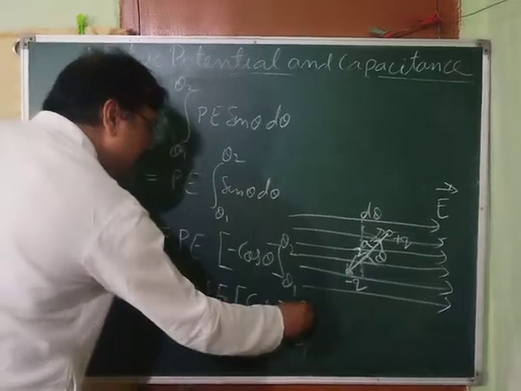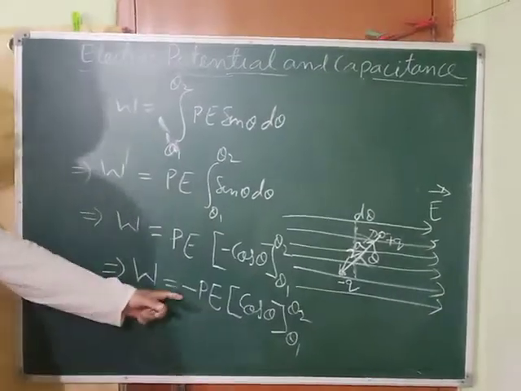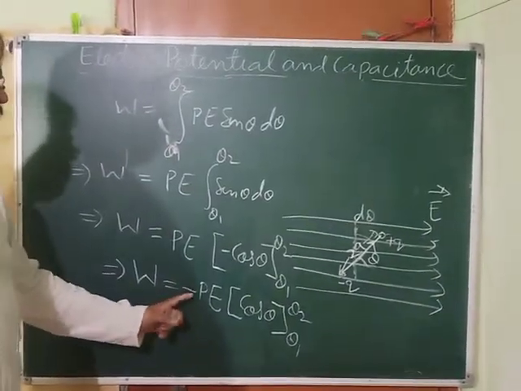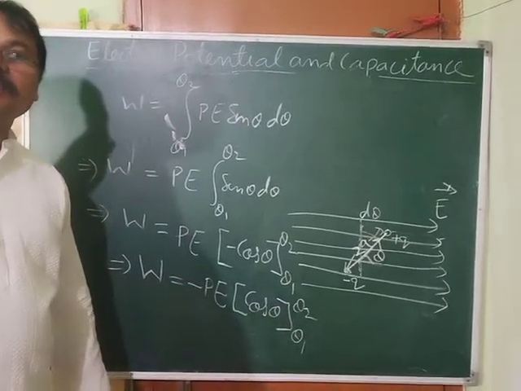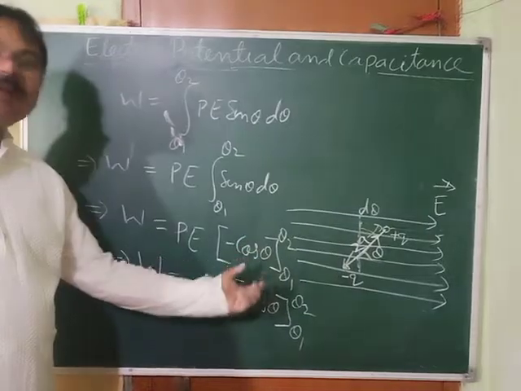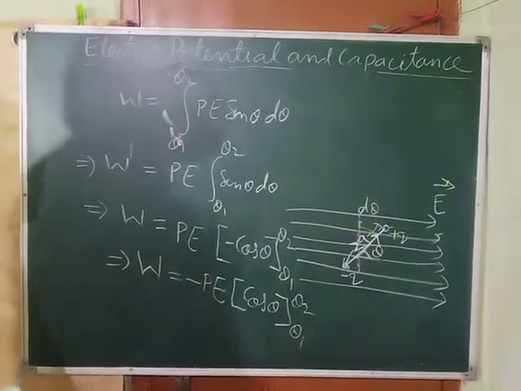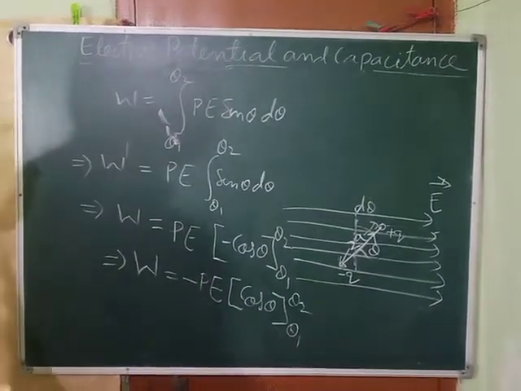Why have we taken this minus out? Because when you take this minus out, the substitution of limits becomes easier. Otherwise, there is a great chance that children will make a mistake. So it's better to be on the safer side.